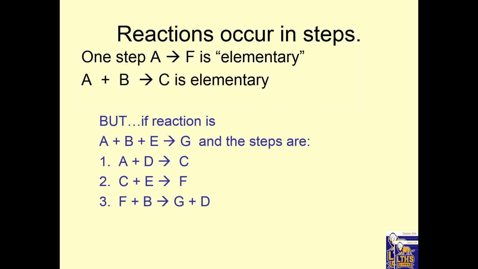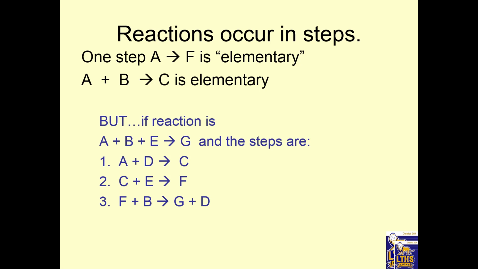Okay, so, oh, look, now it's a reaction instead of baking a cake. Each step in a reaction is called an elementary step, okay? So if A turns into F in one step, then it's an elementary reaction. If A plus B turns into C in one step, then there's your elementary step. But if A plus B plus E turns into G, and it has to go through these 3 steps, then these are called elementary steps, but there's 3 of them.